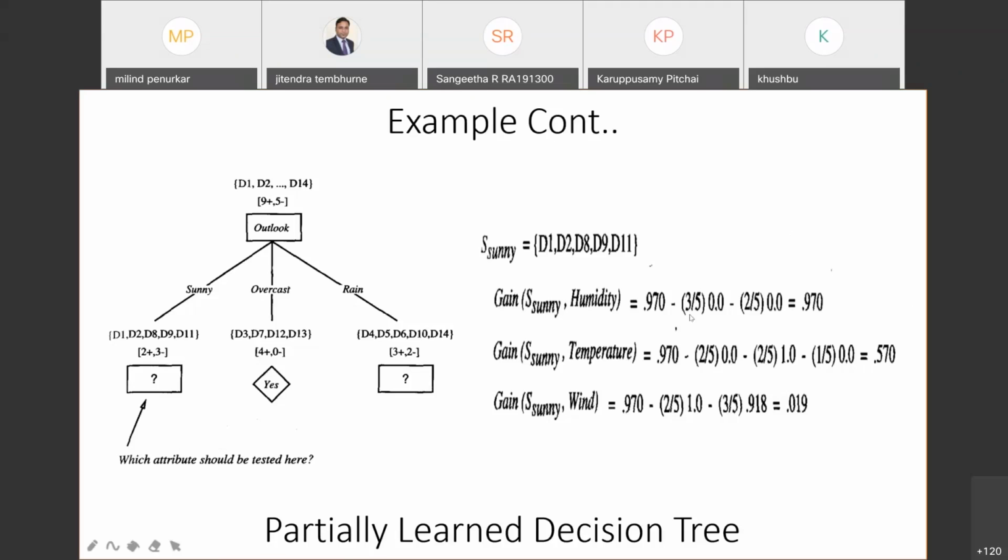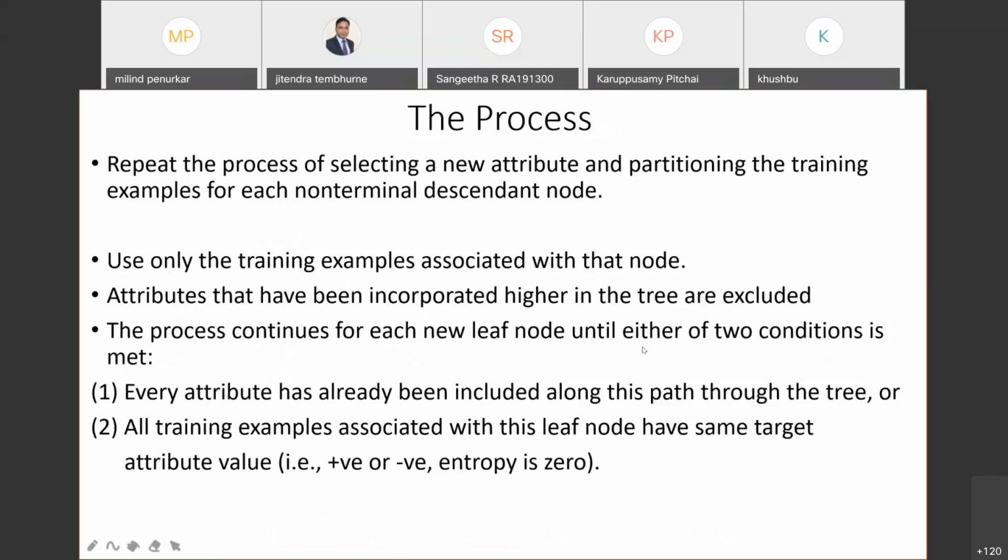Okay, so then repeat the process of selecting a new attribute and partitioning the training examples at each non-terminal descendant node. Use only training examples associated with that node. Attributes that have been incorporated higher in the tree are excluded. The process continues for each new leaf node until either of two conditions is met. The first is that every attribute has already been included along this path through the tree. We have to consider all the attributes until they get exhausted.